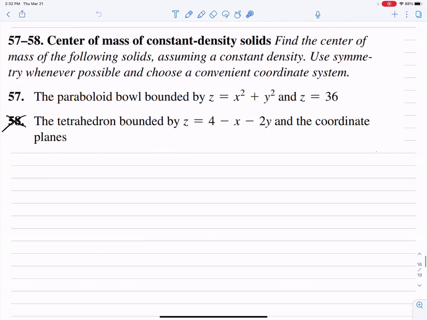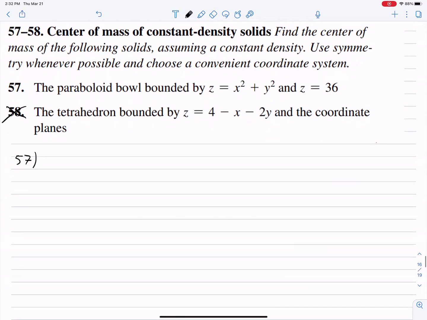This one's probably a good one. We should probably do 57. The paraboloid bowl bounded by z equals x squared plus y squared and z equals 36. Let's find its center of mass. I assume it has constant density.